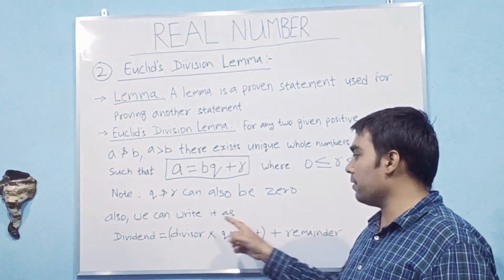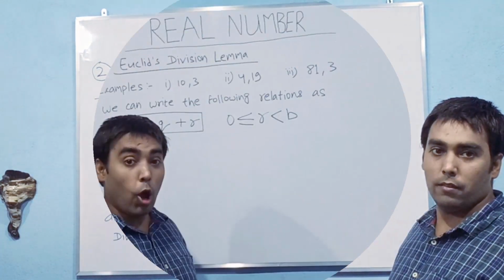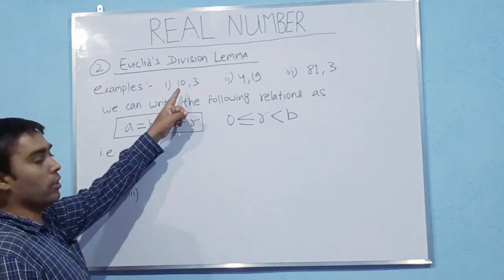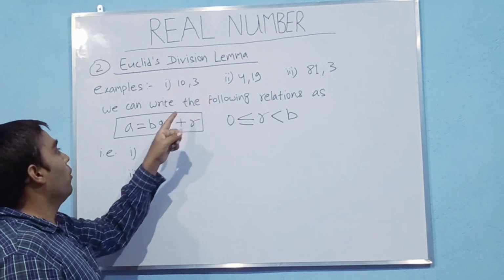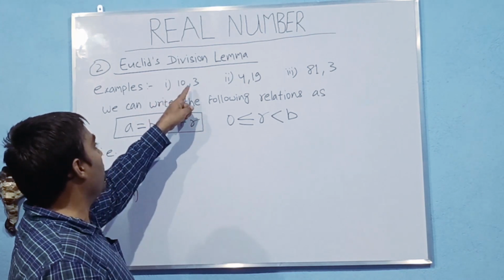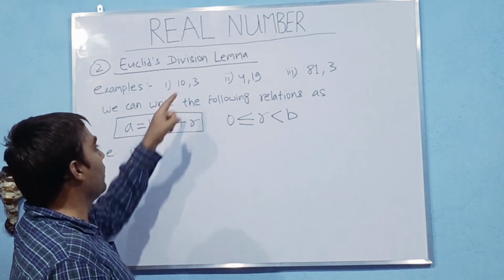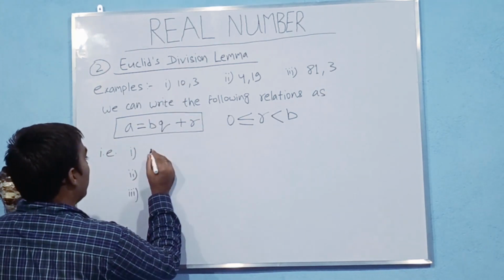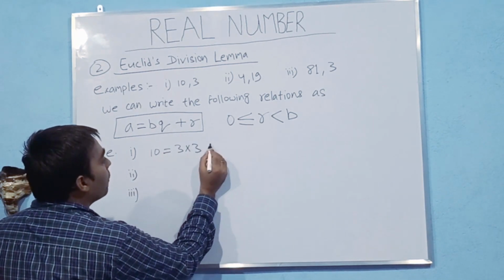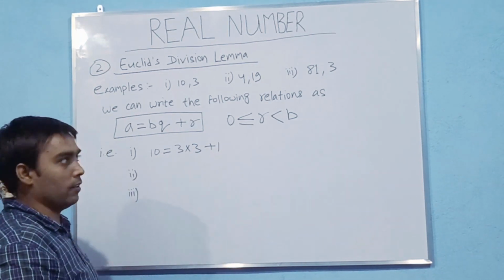Also we can write it as dividend equals divisor into quotient plus remainder. Now we can see some examples of Euclid's division lemma. We are given two positive integers and we have to express them using Euclid's division lemma. The first example is 10 and 3. We can see 10 is greater than 3, so we can write it as 10 equals 3 into 3 plus 1. 3 threes are 9, plus 1, that is 10.